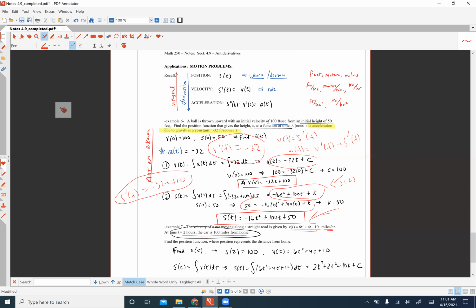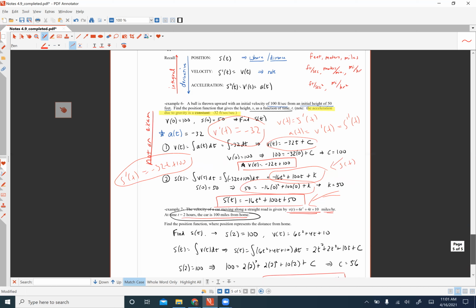So you plug in s of 0. When you plug in t equals 0, s will be 50. And what's the velocity at t equal to 0? You take the first derivative, and you'll get minus 32t plus 100. So the first derivative is 100 when t equals 0.